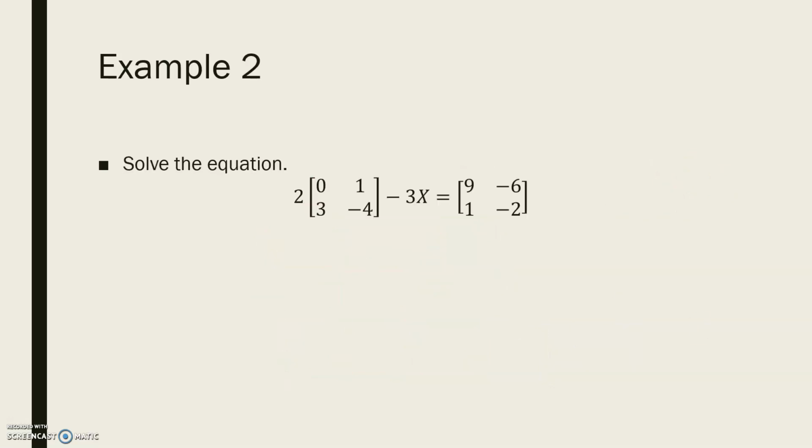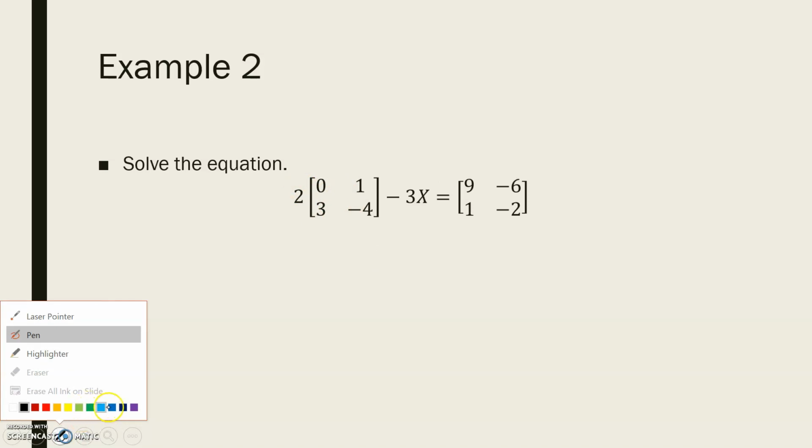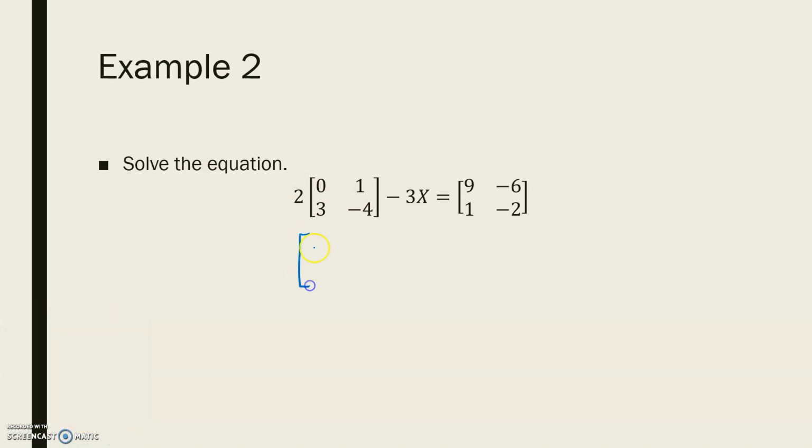So now we're going to look at how to solve an equation. I'm trying to get this x by itself. What do I need to do to simplify this? The first thing I'm going to do is scalar multiplication. I'm going to multiply this first matrix by 2. So this is going to give me 0, 2, 6, and -8 minus 3x equals 9, -6, 1, -2. And so that's what we would get.